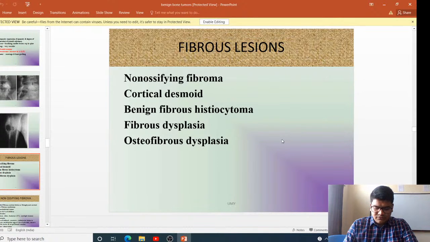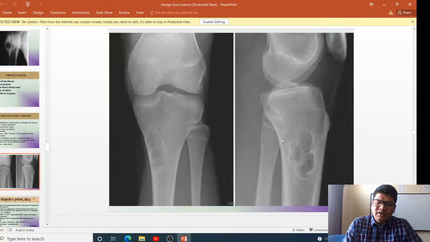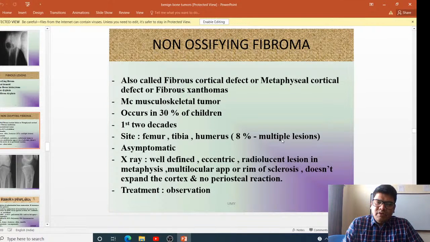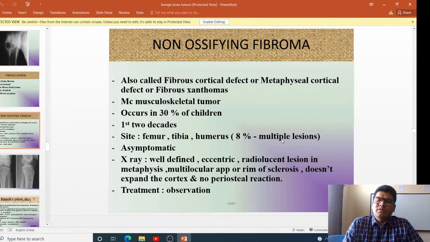Next, fibrous lesions: non-ossifying fibroma, cortical desmoid, benign fibrous histiocytoma, fibrous dysplasia, and osteofibrous dysplasia. Non-ossifying fibroma is the most common musculoskeletal tumor, occurring in 30% of children, common in the first 2 decades. Sites are the femur, tibia, and humerus. On X-ray, it is a well-defined eccentric radiolucent metaphyseal lesion that doesn't expand the cortex, with no periosteal reaction. Treatment is just observation because it is a self-limiting lesion.